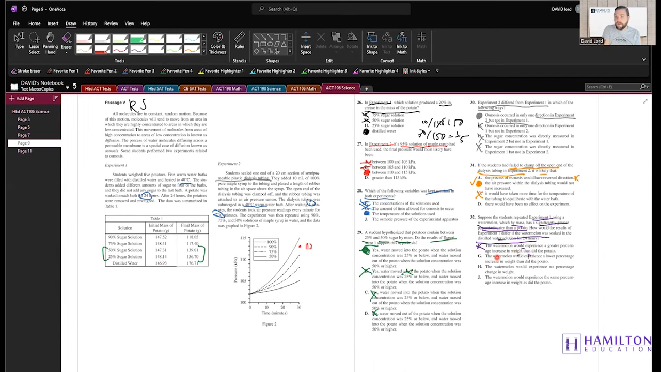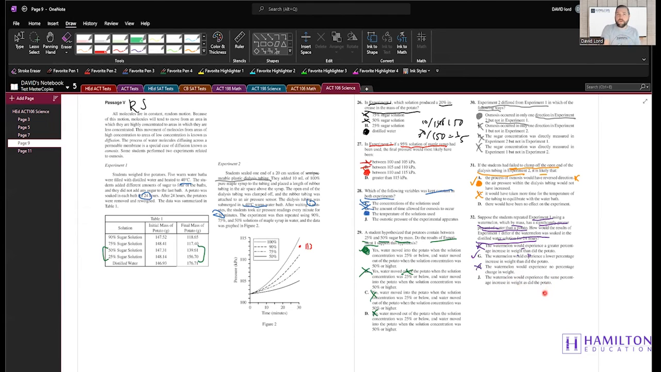No, I think it'd be a lower percent increase. The watermelon would experience a lower percent increase in the weight than the potato. That sounds pretty good. Would experience no percent increase. Well, it will still experience some because it's not pure water inside of a watermelon. And then the watermelon would experience the same percent increase in weight as the potato.